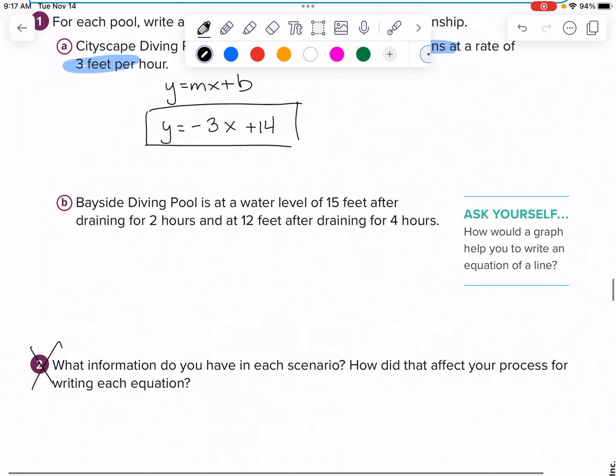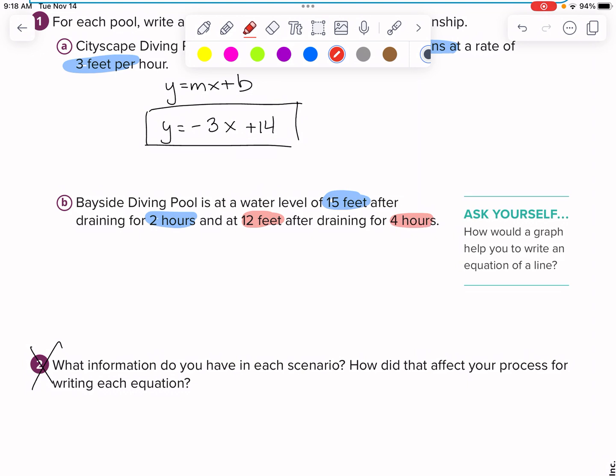And then this next one, we might have to simplify here. Bayside diving pools is at a water level of 15 feet after 2 hours, and 12 feet after 4 hours.